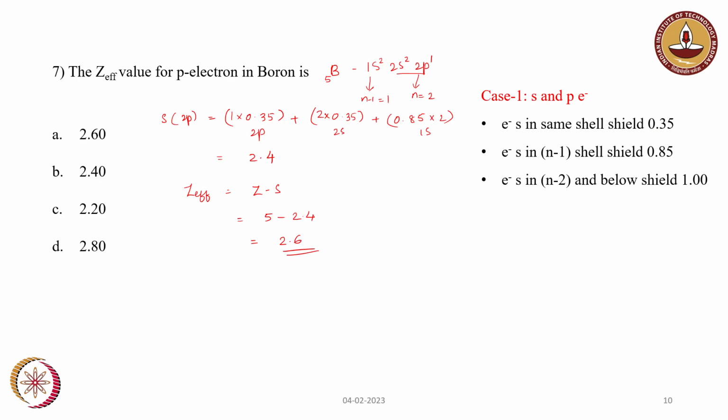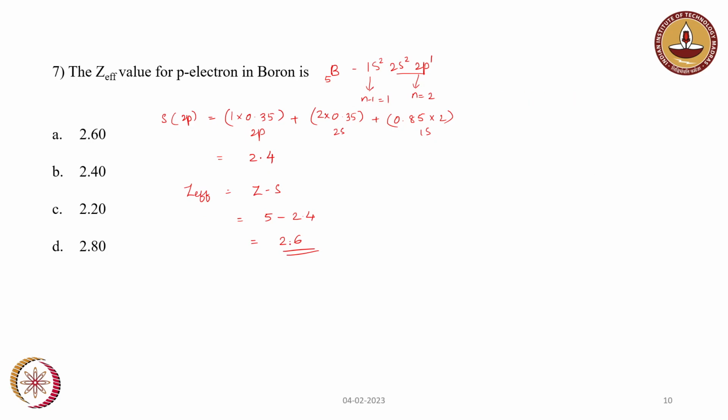And next one is the effective Z value for p electrons in boron. For boron, the atomic number is 5, and the electronic configuration is 1s2, 2s2, and 2p1. From this rule, we calculated the S value, which came to 2.4, and Z effective we calculated as 2.6.